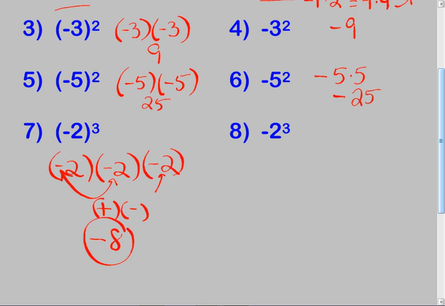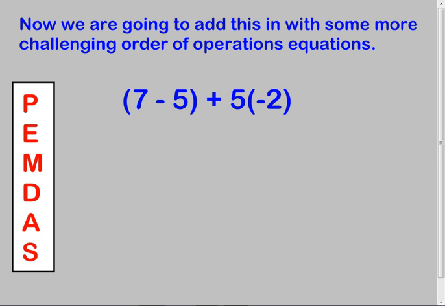What about this one? What does this mean? I'm going to get the same answer because this is a 3. It's a -1 times 2 times 2 times 2. So because there's only one negative here and there were 3 negatives there, I still get a negative sign. And 2 times 2 times 2 is 8.